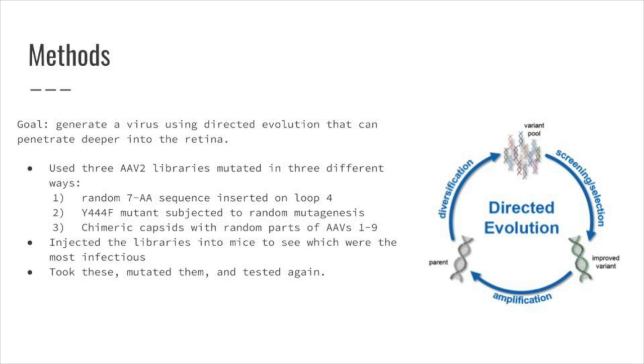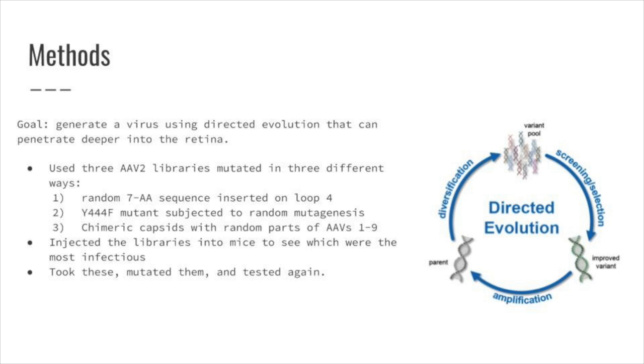The first was with a random 7 amino acid sequence inserted into loop 4 of the viral capsid. The second was with a tyrosine to phenylalanine mutant, which was subjected to random mutagenesis. And the third was a mixture of chimeric capsids with random parts of AAVs 1 through 9, so the viruses all had mixed capsid structures.